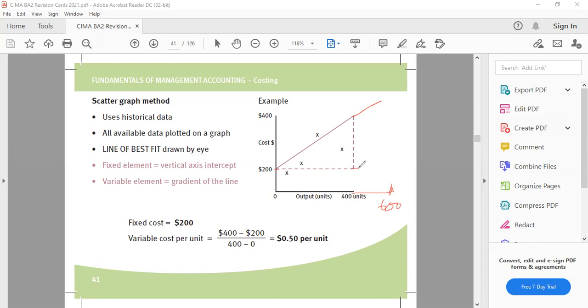Then the variable cost per unit is what changes on a per unit basis. We have already learned that. So with a scatter graph, without applying too many mathematical equations, we can forecast the data for the future just by extending the trend line to any other activity level. That is about the scatter graph method.